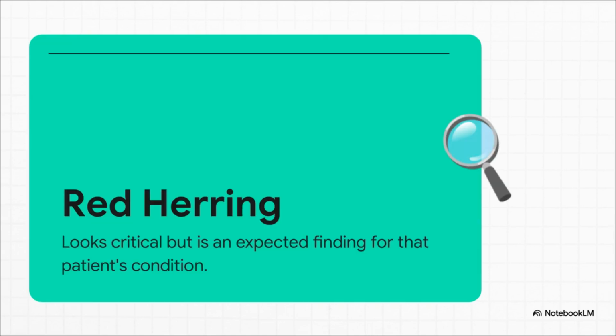And that brings us to the test maker's absolute favorite psychological trap, the red herring. A red herring is a clinical finding that looks really critical on the surface, but is actually a completely expected finding for that specific patient's condition. It's the ultimate gotcha moment. It's designed to make you panic and select the wrong priority.